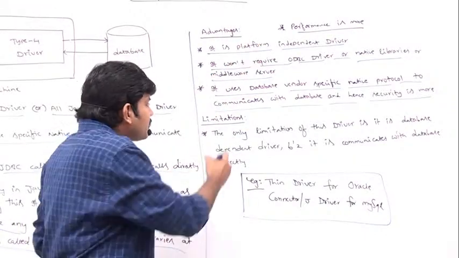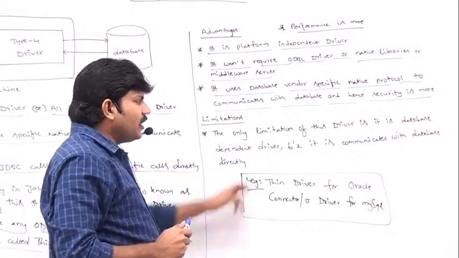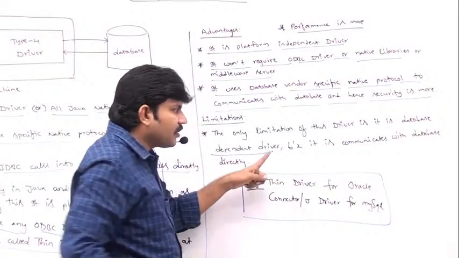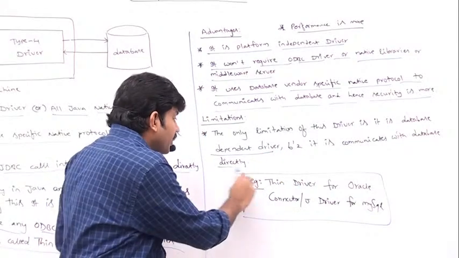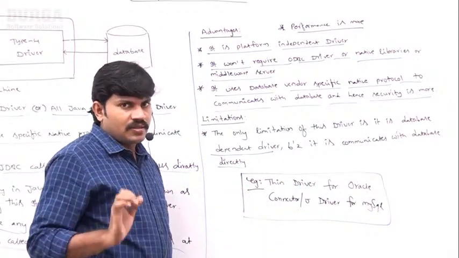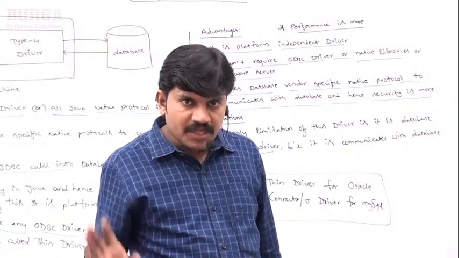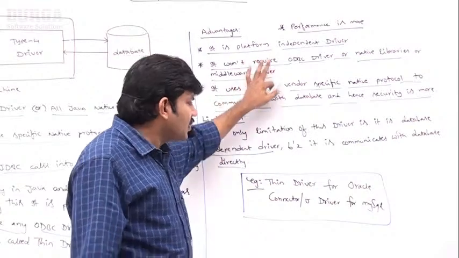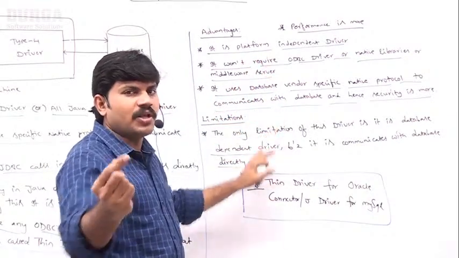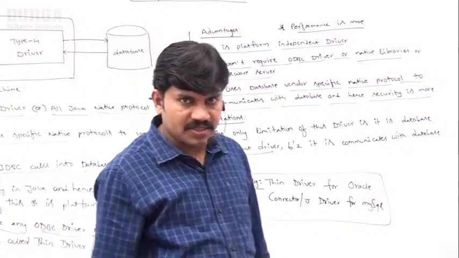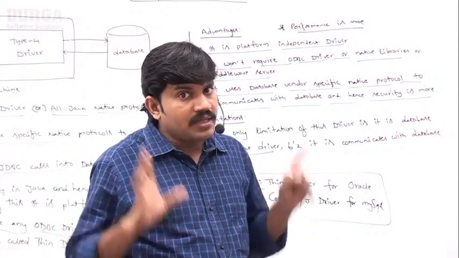Next, what are various limitations? The only limitation of this driver is it is a database dependent driver because it is communicating with the database directly. That's all. So, what are various advantages? What are various limitations? Sir, because of all these advantages, even though the small limitation is there, the most commonly used driver in our applications is type 4 driver only. Remember that.